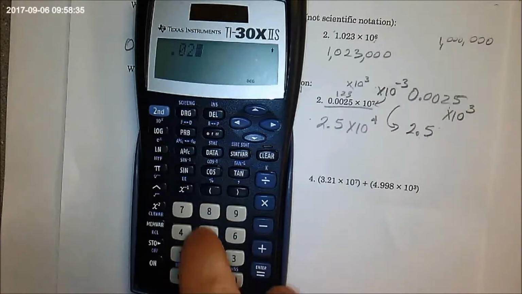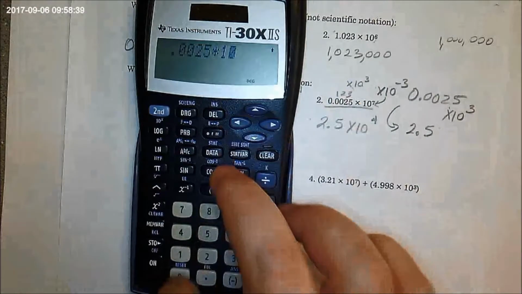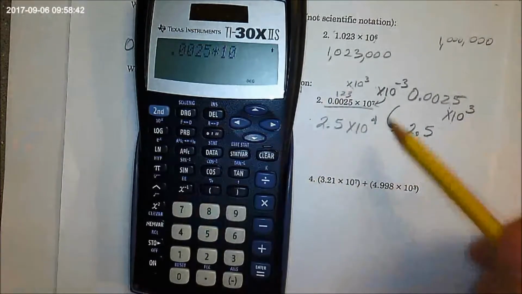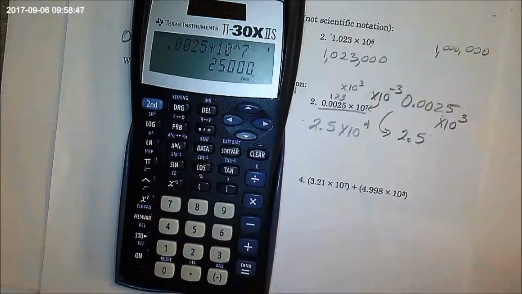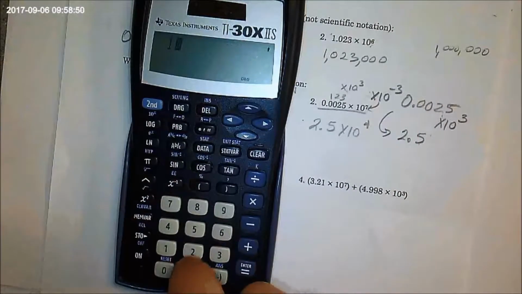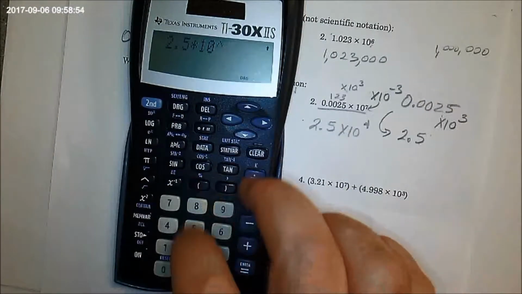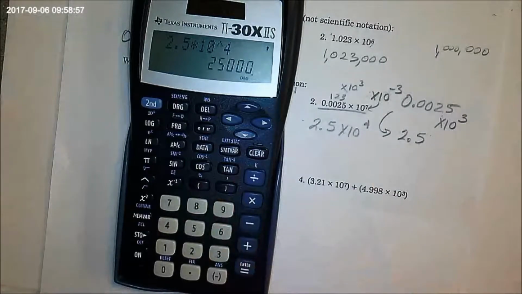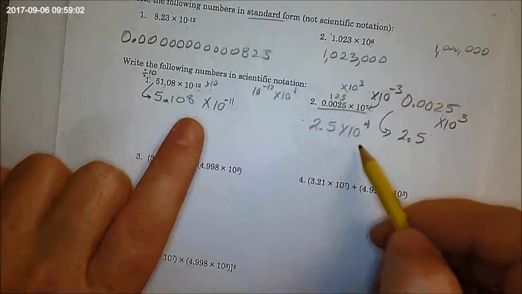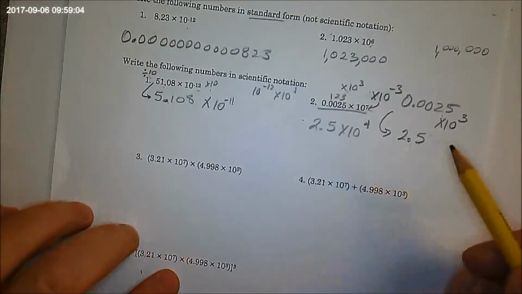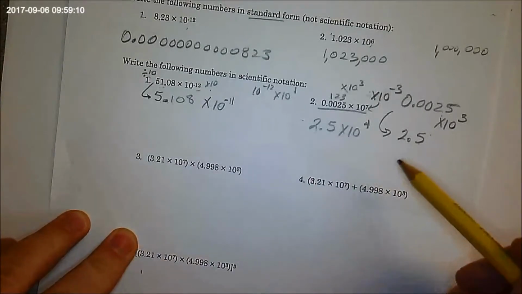Okay. So 0.0025 times 10 to the, wait, how do I do to the 7th power? Little caret. 25,000. Okay. 2.5 times 10 to the 4th, right? Same. These are tricky. You have to know what you're doing. You'll confuse yourself if you don't really know what you're doing.